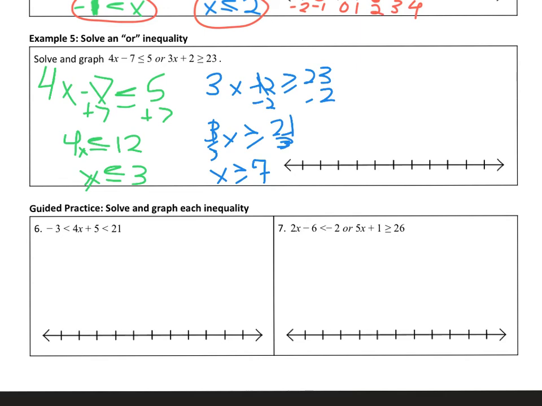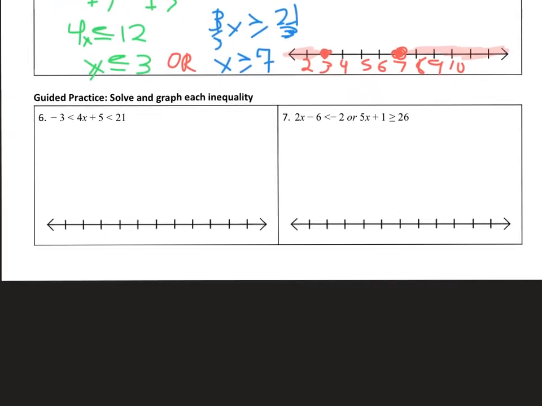So, got to graph each of these, but just remember that it's an OR inequality. So I'm going to go 2, 3, 4, 5, 6, 7, 8, 9, 10. Closed circles both at 3 and at 7. And since this is OR, I'm going to shade to the left of 3 and to the right of 7. Generally with OR inequalities, you shade to the left of one side, to the right of the other side. So those are some examples of how to solve and graph compound inequalities.